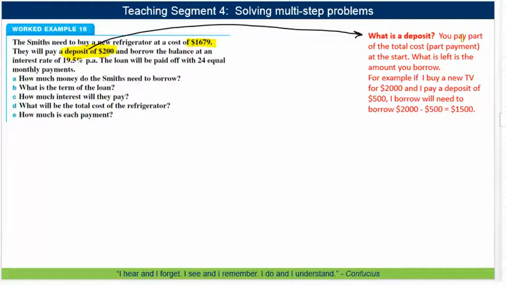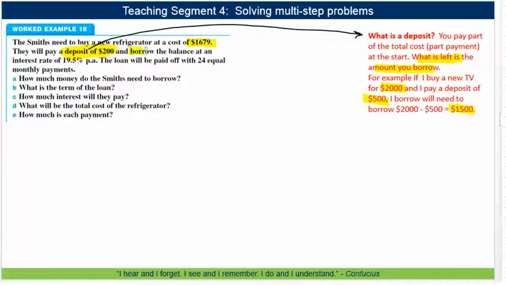Well, that's often when you borrow money, you'll be expected... You won't be able to borrow the total cost of the item. You'll be expected to pay part of the cost up front, and then the rest of the money you can borrow. Okay, so it's what's left of the amount you can borrow. So for example, if you buy a new TV for $2,000, you might have to pay a deposit of $500 to the shop, and then you'll borrow $1,500, what's left, to cover the total cost. So here our deposit's $200.